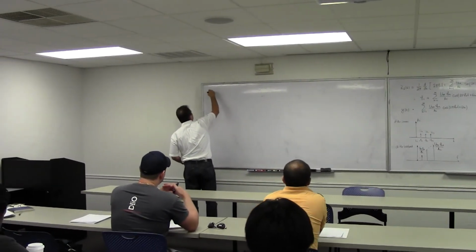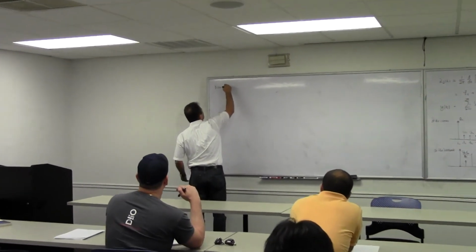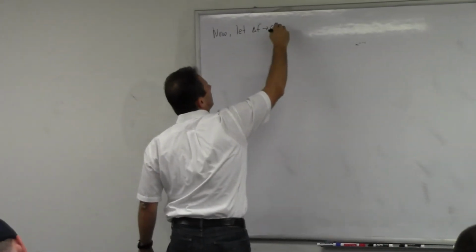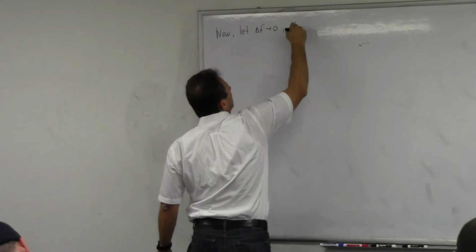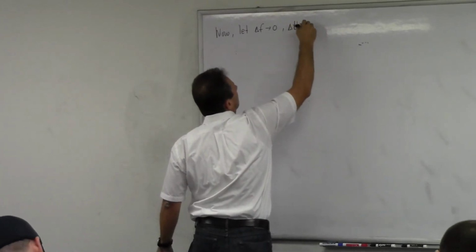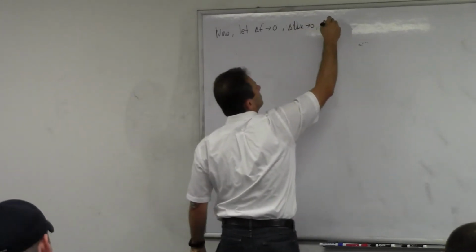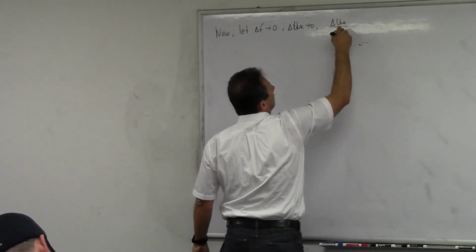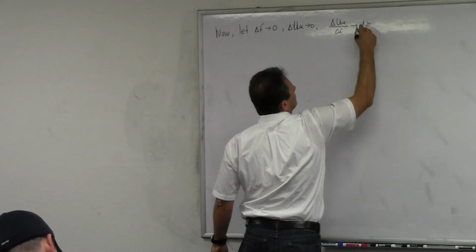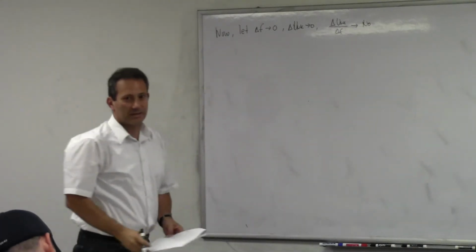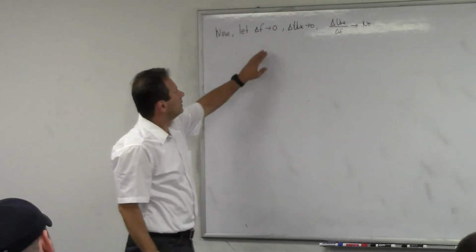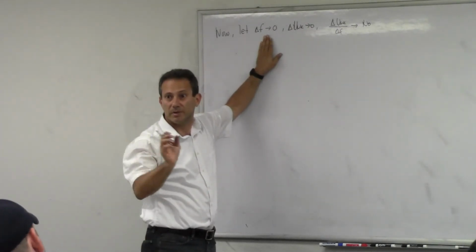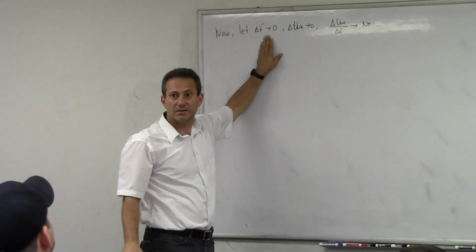Now, let delta F go to 0, delta U and K go to 0, but in such a manner that delta U and K over delta F goes to some constant, right? What is it that I'm saying? Let the separation between these components become ever smaller. So essentially I sweep the entire axis.